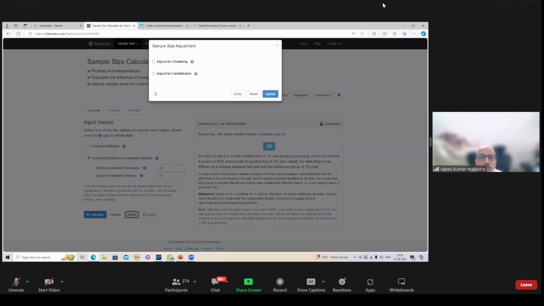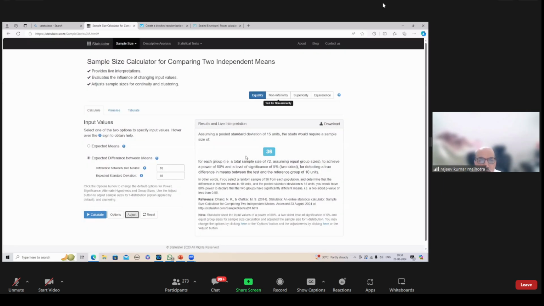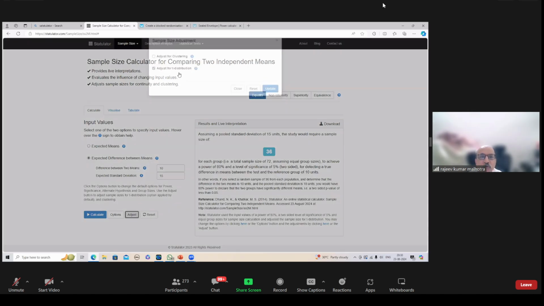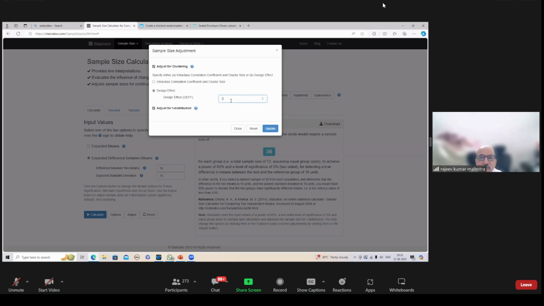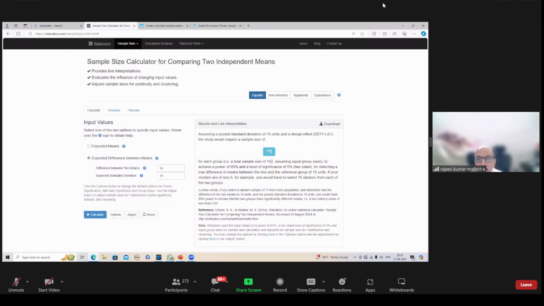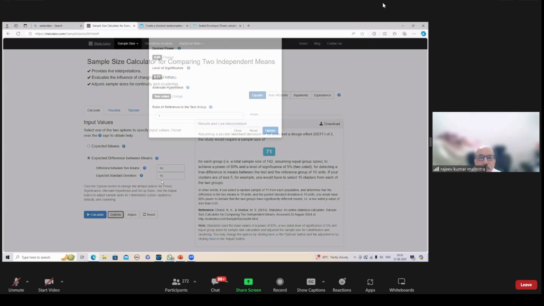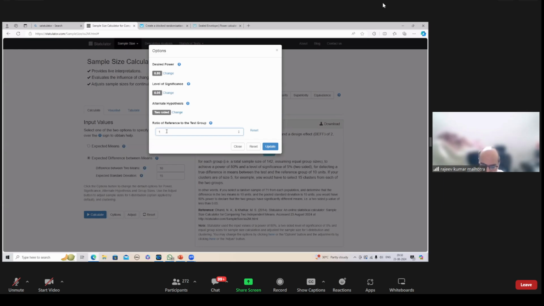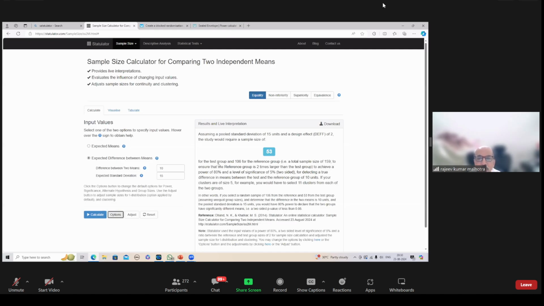The same adjustments you can put here. There is not much change for the t-test versus the normal distribution adjustment. But if you adjust for clustering with a design effect of 2, it doubles from 36 to 72, multiplying by 2. Or if you go to the options and change from equal to unequal, it is 53 for the test group and 106 for the reference group, double. So this is all about the calculator for comparing means and comparing proportions.